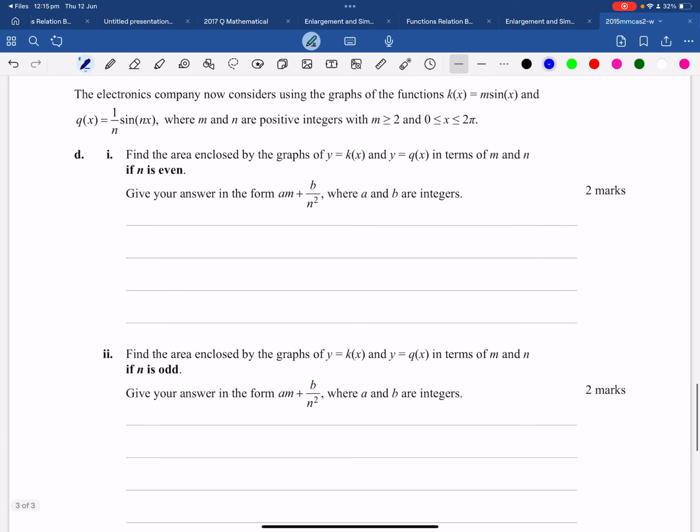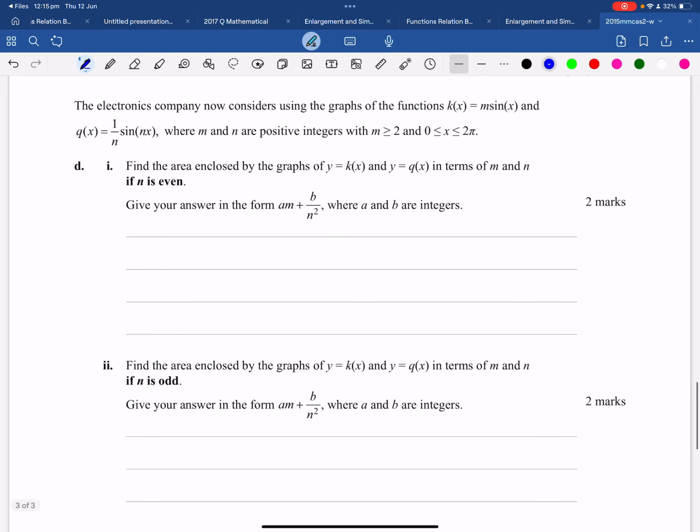Okay, moving forward. Right, so now k(x) is equal to m sine x, and q(x) is equal to 1 divided by n sine nx. So m and n are positive integers, m is greater than or equal to 2. So this is your k(x) now, this is your q(x) now. Okay, so your domain is given.